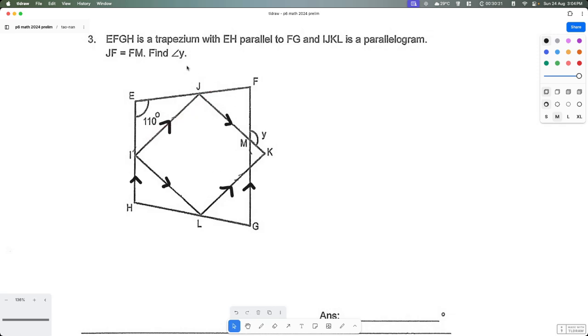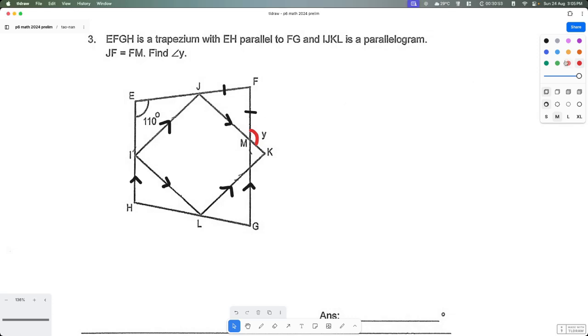JF is equal to FM. So this is equal to this. Find Y. I'm going to put Y in red so it's easier to see over here. So how do we find Y?